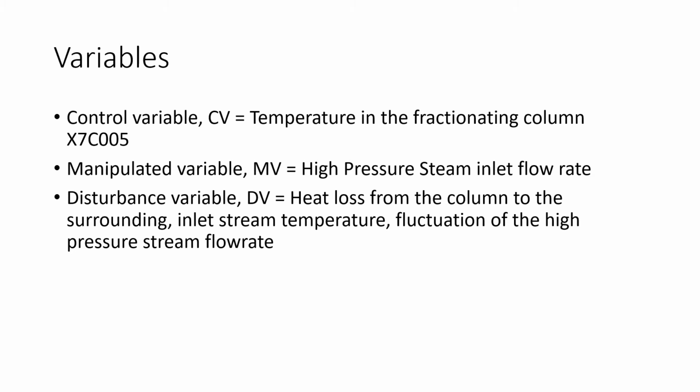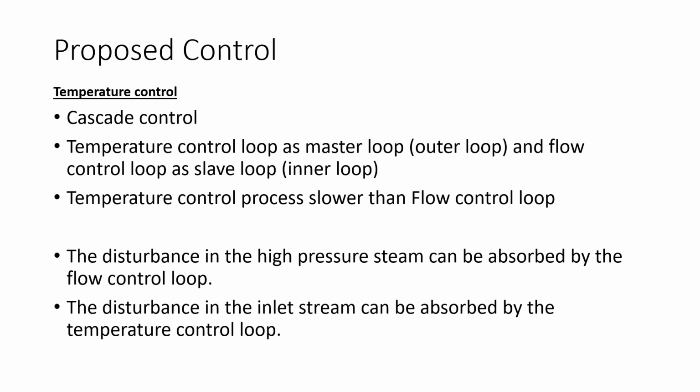The manipulated variable is the high pressure steam inlet flow rate, and the disturbance variables are the heat loss from the column to the surrounding, the inlet stream temperature, and as well the fluctuation of high pressure steam inlet flow rate. In order to achieve this control objective, a cascade control is proposed.